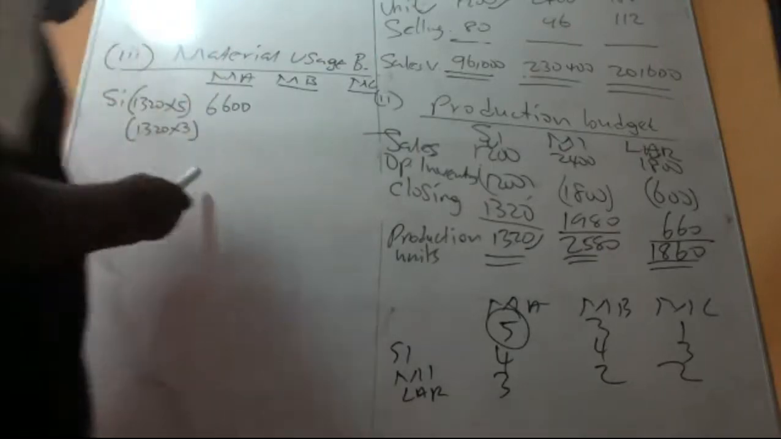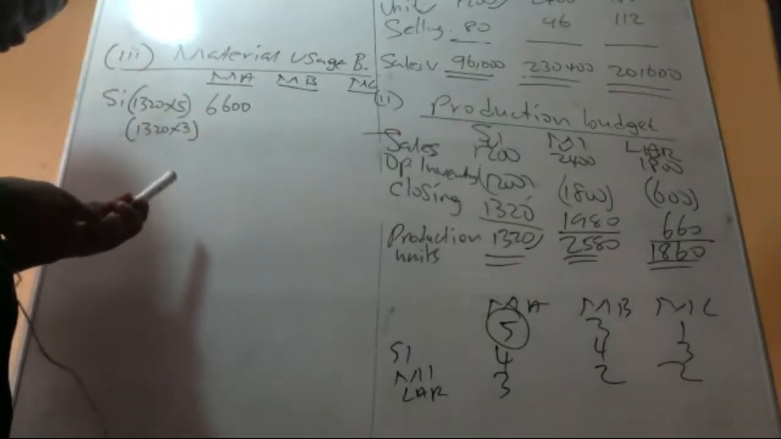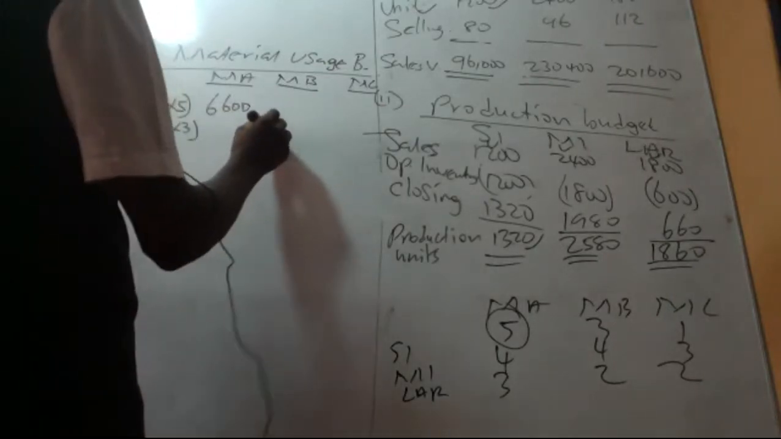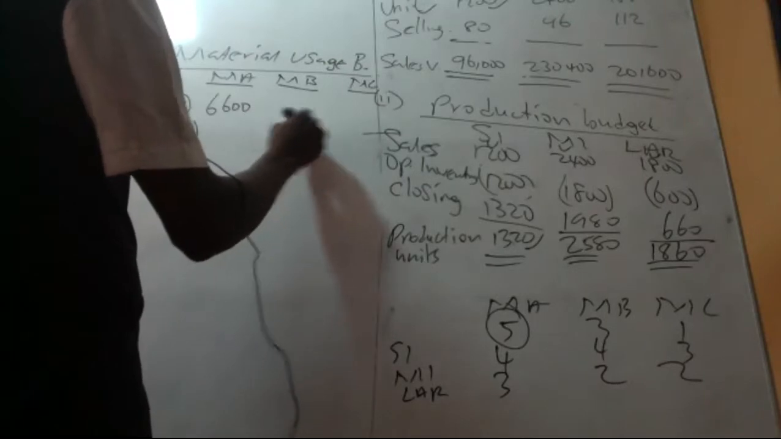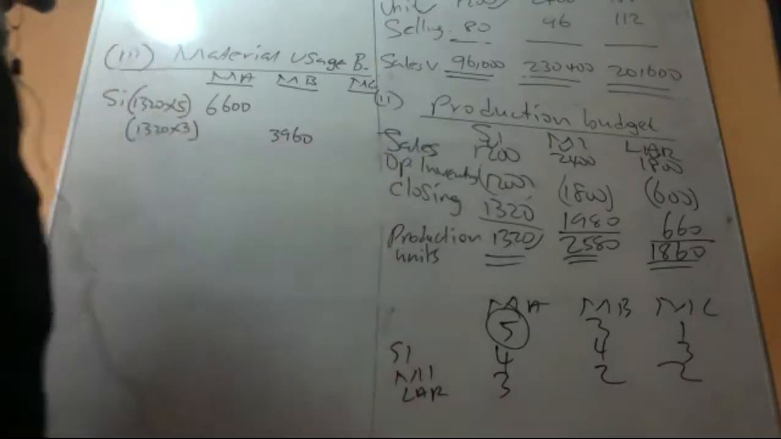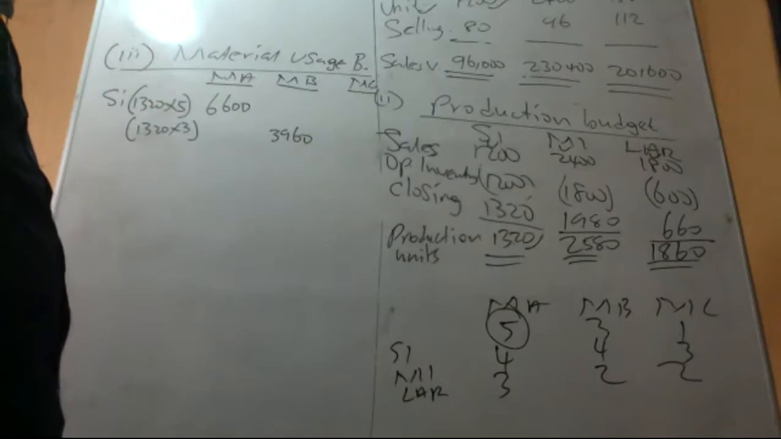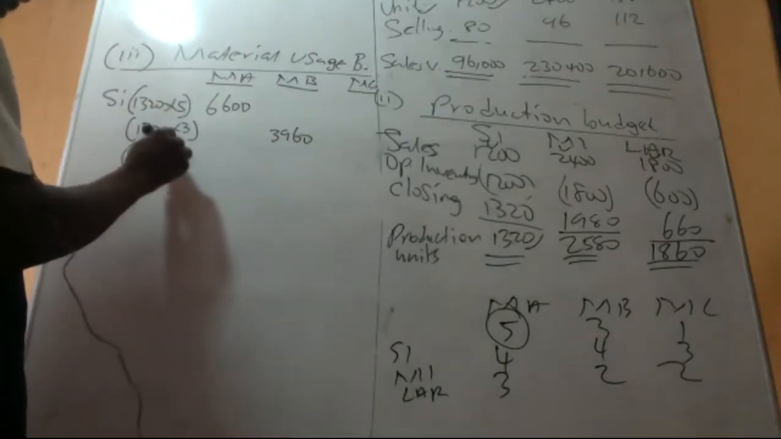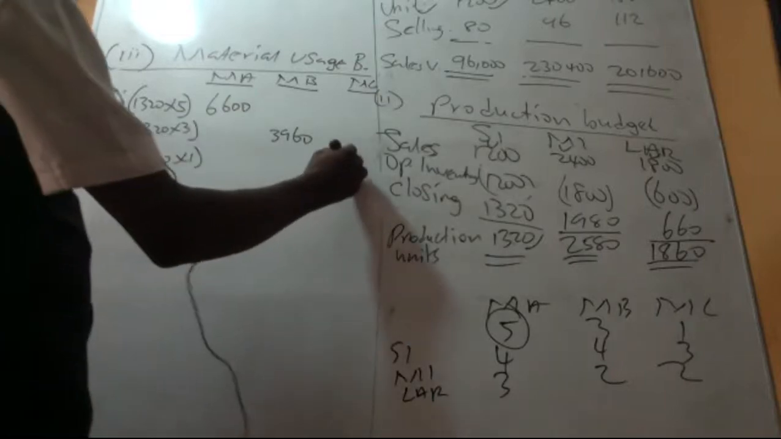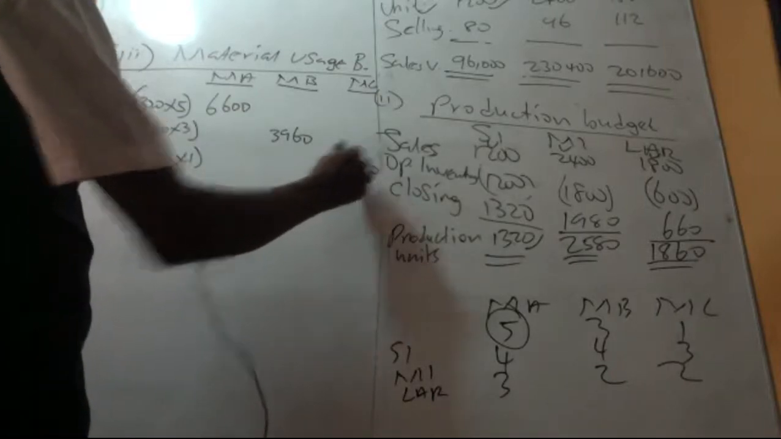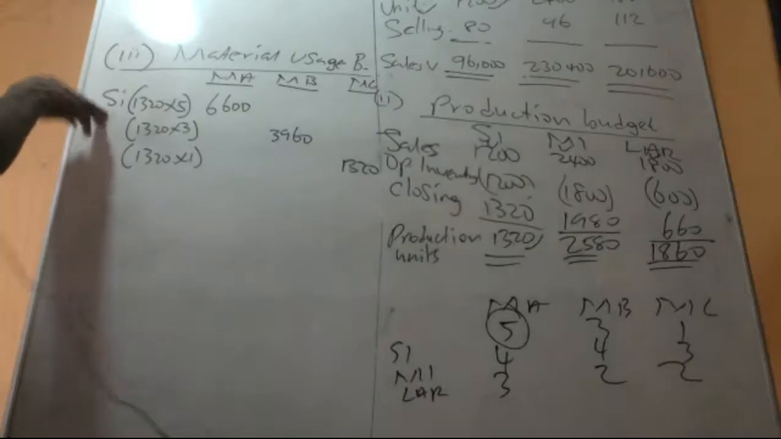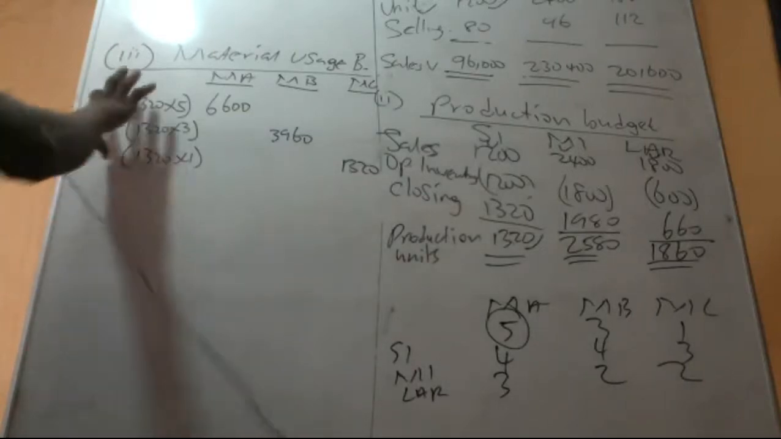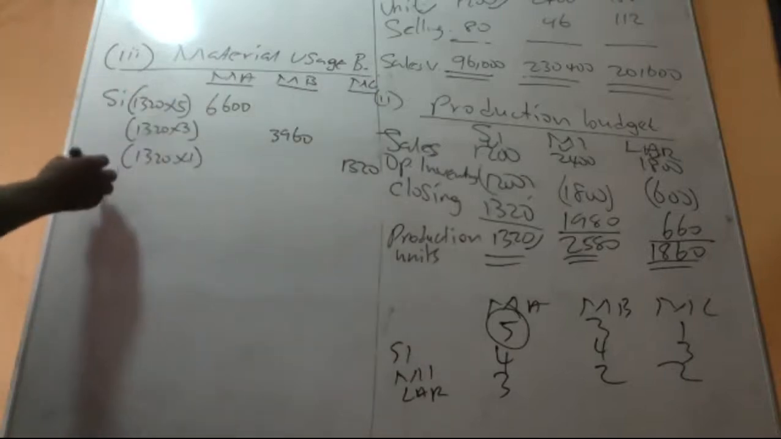So times 3 will give us 3960. Then lastly, we need 1. So that will be 1320 times 1, to give us 1320. So this one is only for SI. So it will be a 3 by 3 matrix. So 3 by 3.